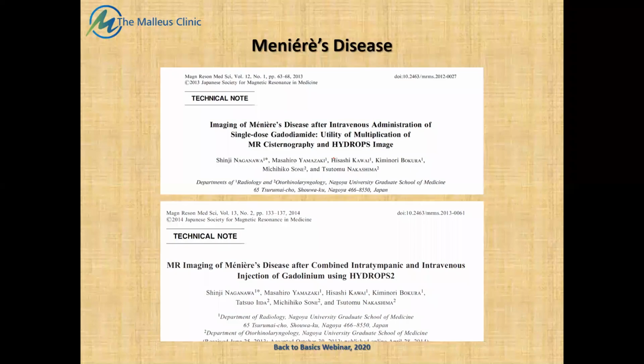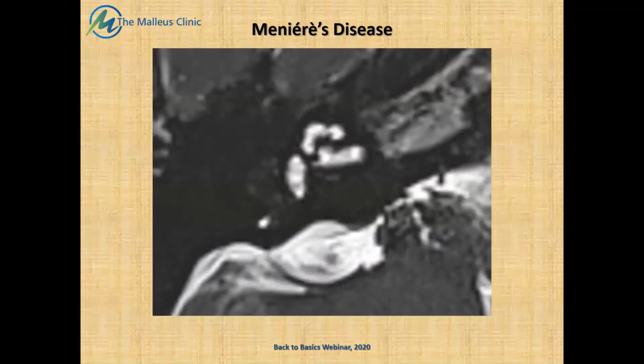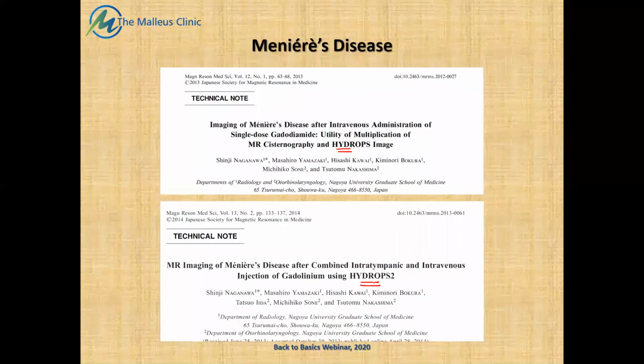Once again, what Naganava and the group from Nagoya University have done is they've gone one step ahead, and they've come up with something they're calling a hydrops image. It's an acronym, a pretty complicated kind of imaging technology, but I'm sure it's much easier for our radiologist friends to understand than for a greenhorn otologist like me. These are some of the publications from Nagoya University talking about the hydrops image.